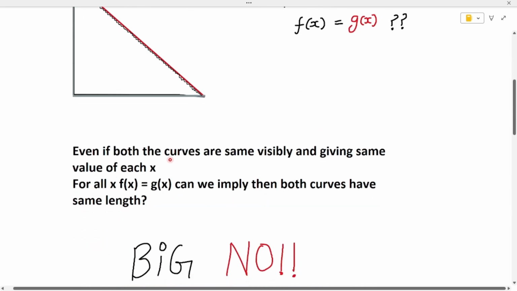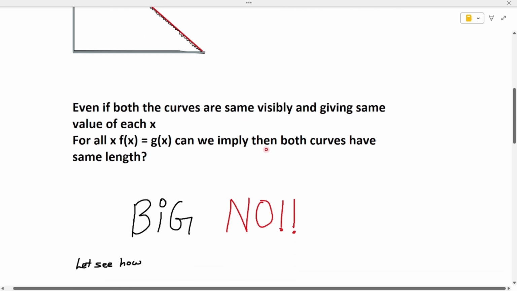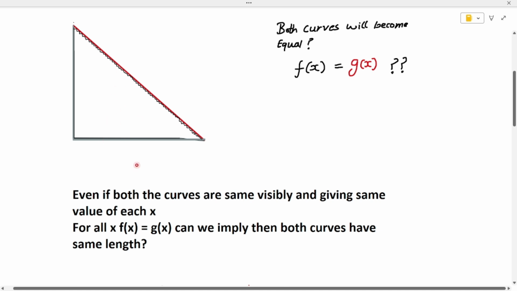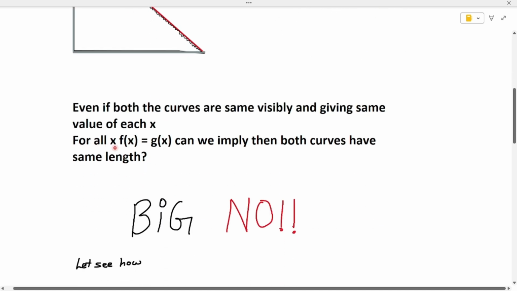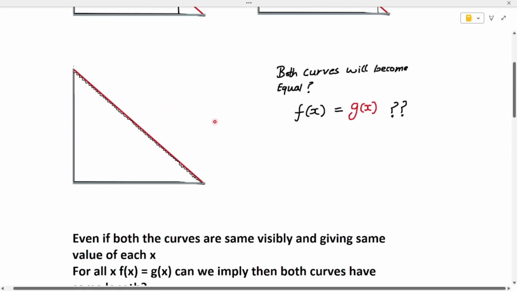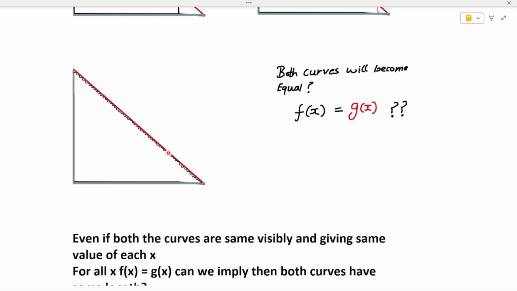Well, let's say both curves are visibly the same and give the same value for each x. Then for all values of x this is the same, so can we imply that both curves have the same length? That's a very good question: when the step size is reduced to infinitely small, will the length of both curves be the same or not? That's quite a question to ponder about.